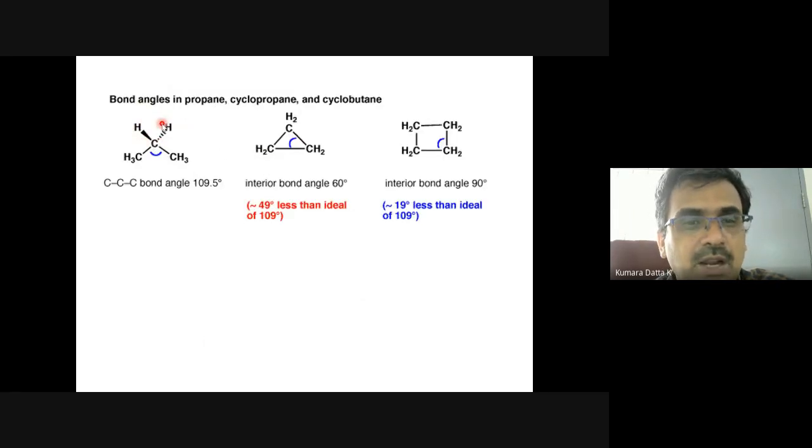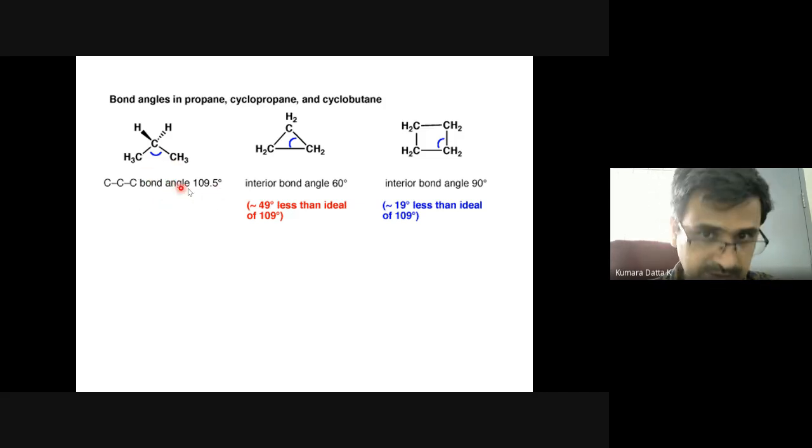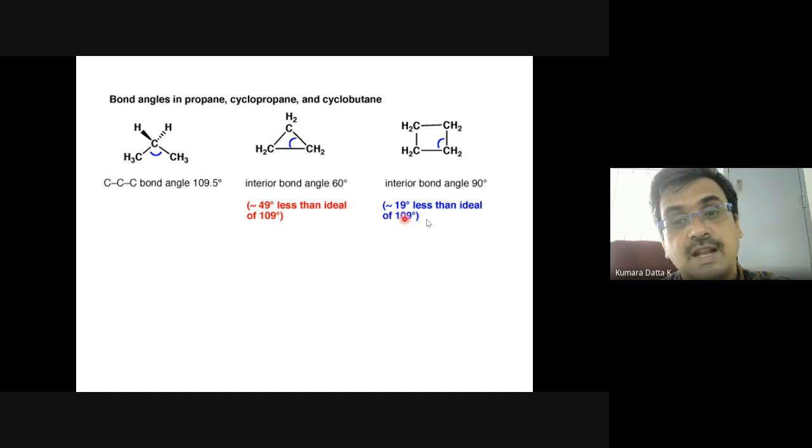Now, if you look at the bond angles of propane, cyclopropane, and cyclobutane: propane is 109.5, only propane, not cyclopropane. Whereas for cyclopropane it is 60 degrees, which is 49 degrees lower than 109.5. And cyclobutane is 19 degrees lower. That is the reason this strain is lower than here, but still there is a strain for this.